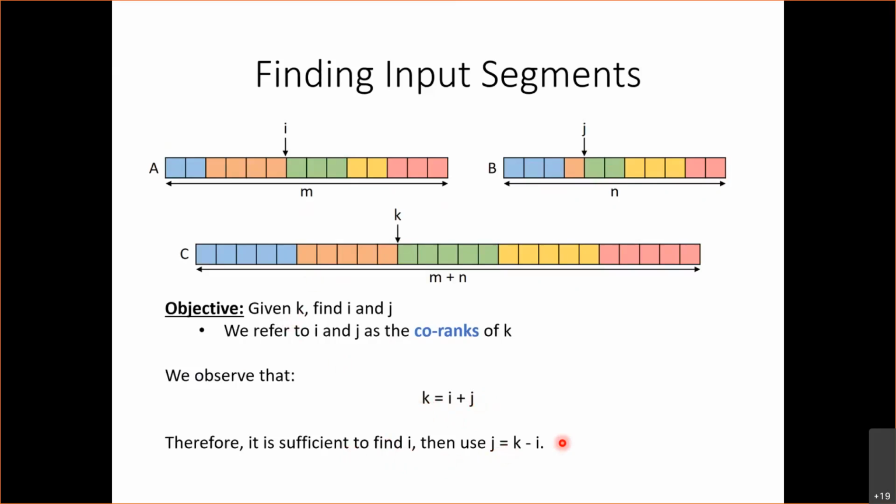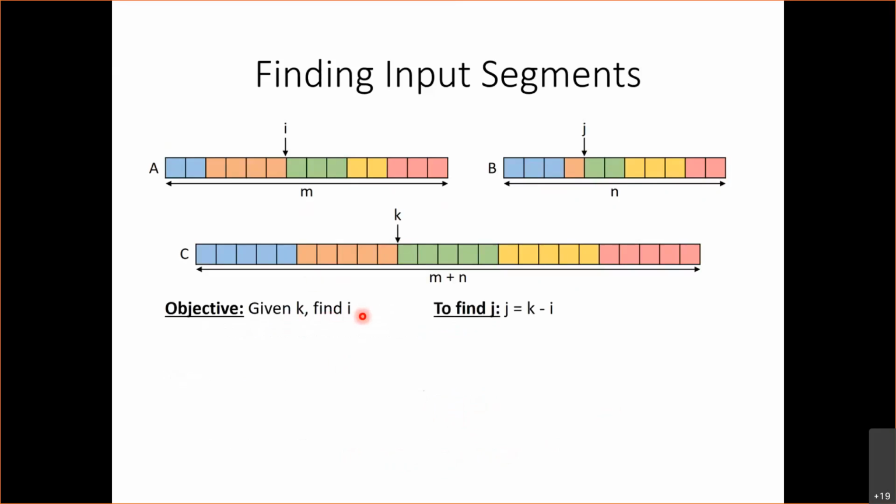All right, so our objective now is, given K, how do we find I? Then we can find J by simply doing J equals K minus I. Well, let's first start by setting bounds on I. What do we know about I? First of all, we know that I is going to be an index into the array A. So what are the bounds on I?